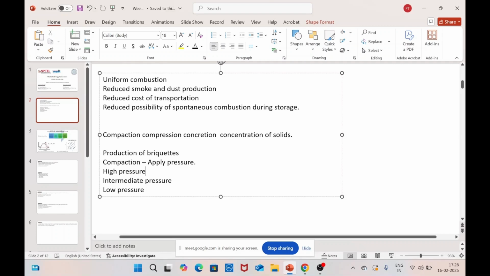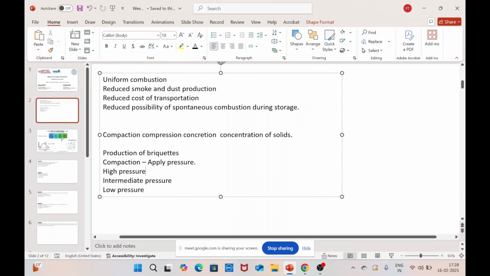So basically in this compaction process, you have two particles and you apply pressure so that the distance between the two particles gets reduced. After this happens, since the distance between the particles is reduced, these particles are interlocked with each other. In the case of high pressure, you are going to put a pressure greater than 500 megapascal.